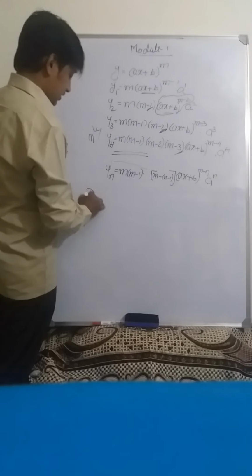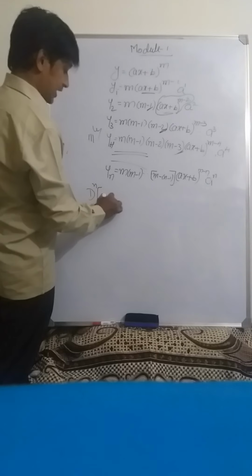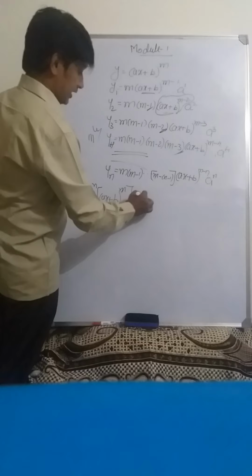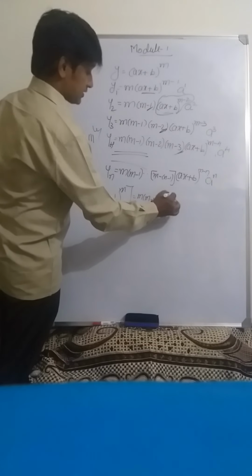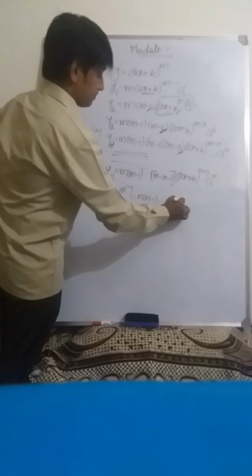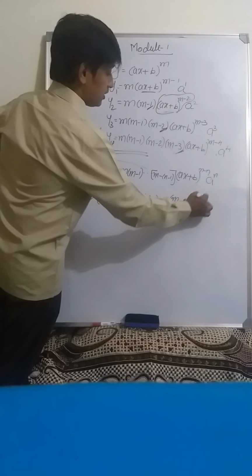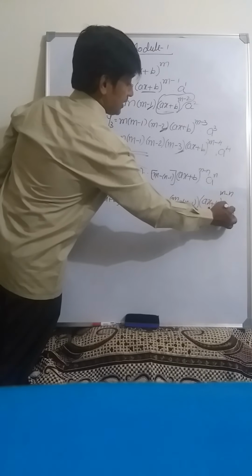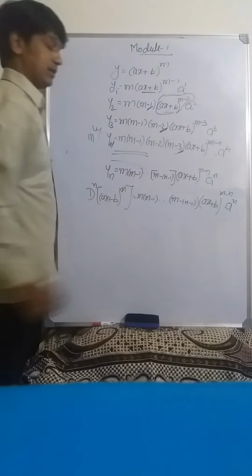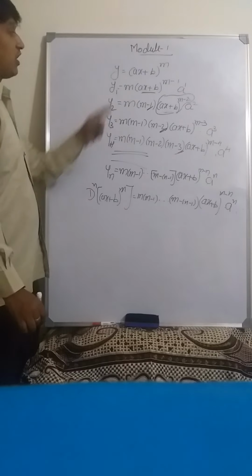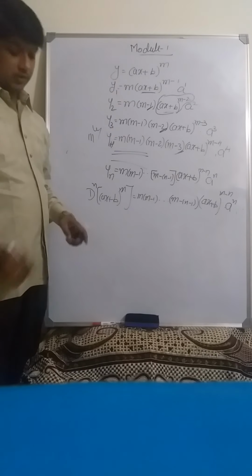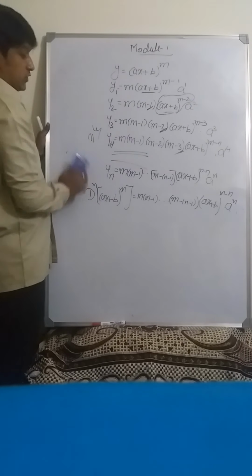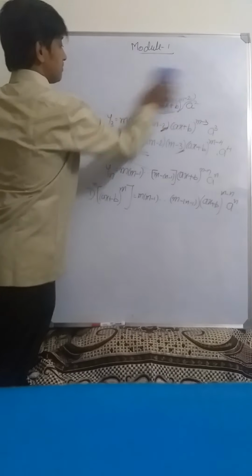So this is the nth differentiation of ax plus b whole power m. That is m, m minus 1, etc., m minus n minus 1, ax plus b power m minus n into a power n. This is the nth differentiation of an algebraic function. Correct? Now we are going to take up some properties based on this algebraic function.